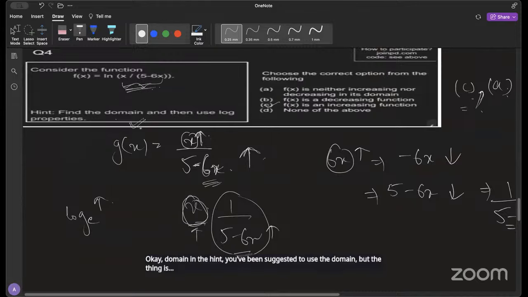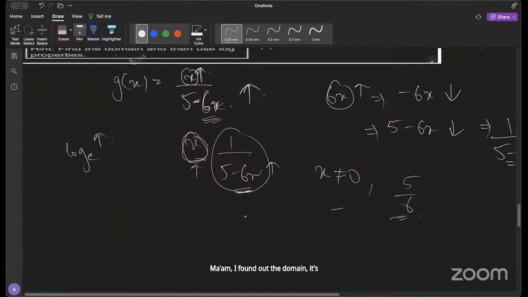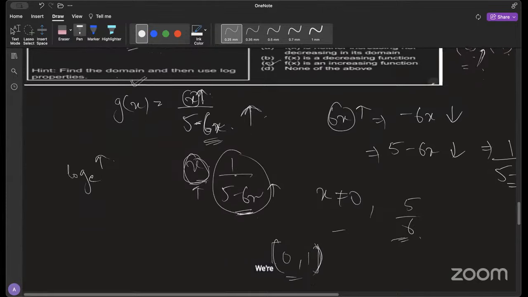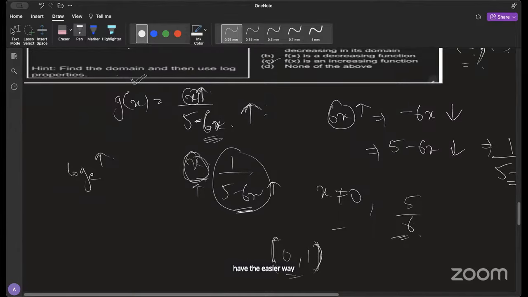But the thing is, what happens in the domain is first thing is you shouldn't be taking x equals 0, right? That's very clear. And then you shouldn't be taking 5 by 6, right? So you shouldn't be taking this either. I think that's the only problem with this domain part. Ma'am, I found the domain is 0 to 1, open bracket. Even if it's 0 to 1, open bracket, open bracket, we're not really bothered about it, because I just want you to have the easier way out, because the domain is not going to impact anything here.